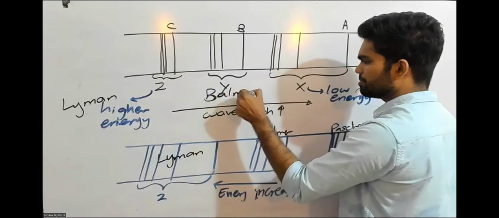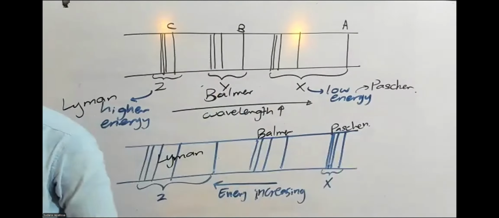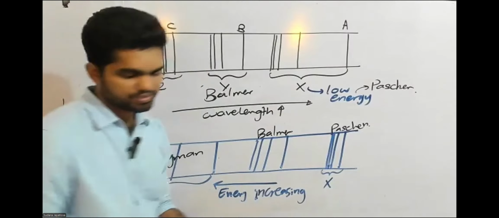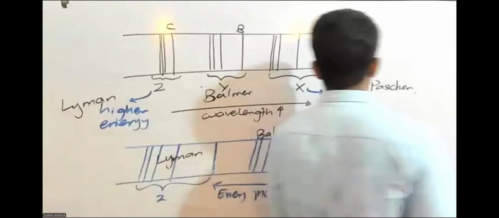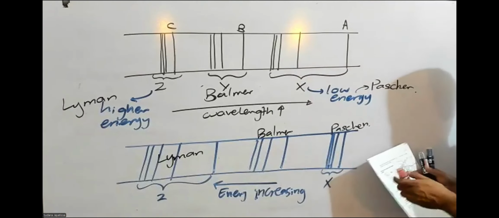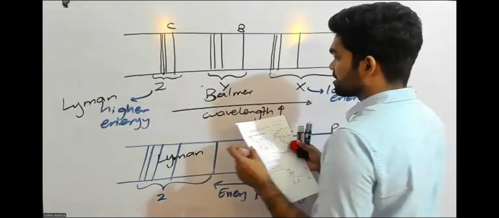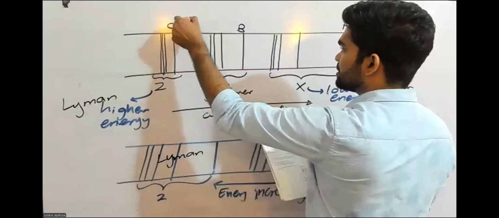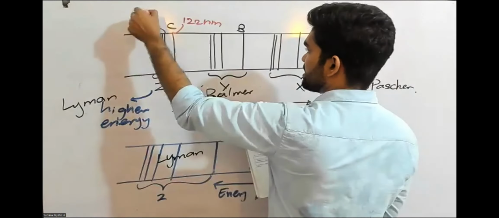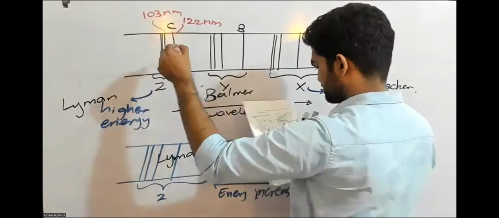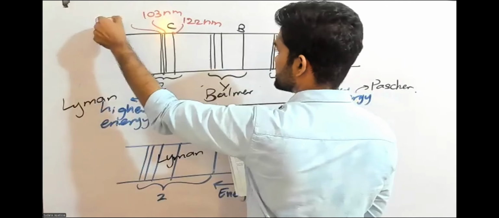Finding Balmer is no problem. So you can go to our tute page number 14. There you have wavelengths. I'm going to copy some wavelengths into this diagram just to make sure you understand it properly. In the Lyman series, these lines are 122 nanometers, the next one 103 nanometers, and before that one you have 97 nanometers.